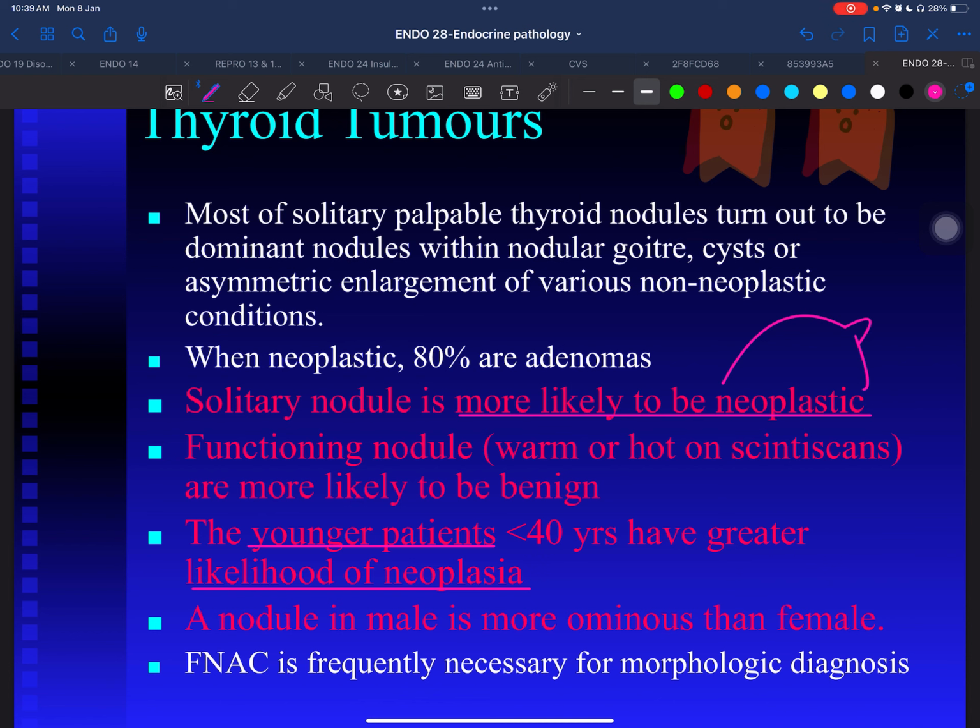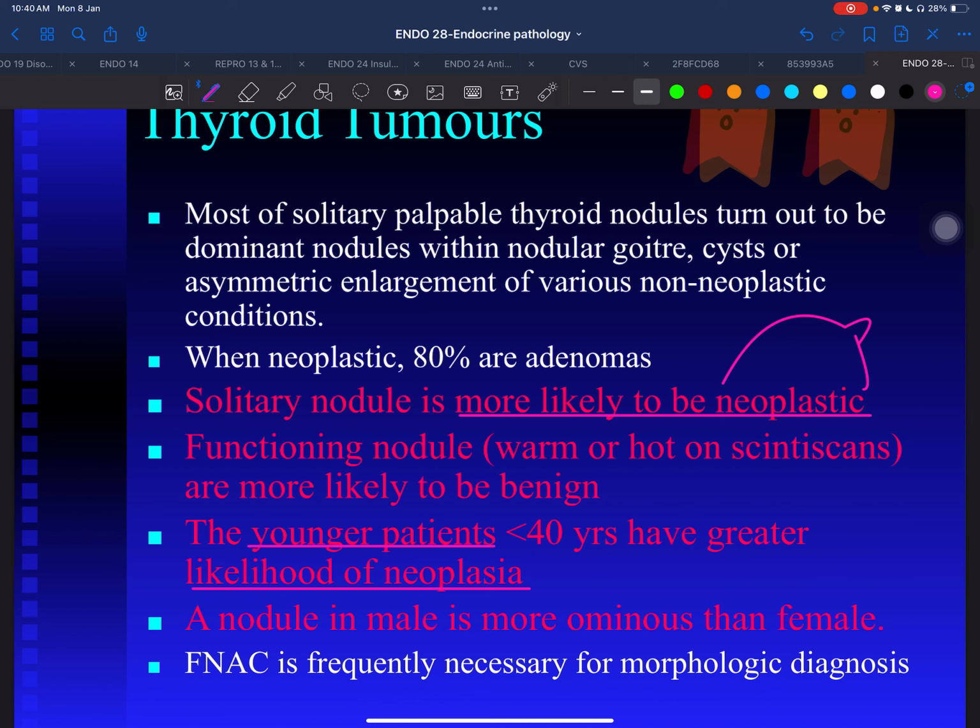And in younger patients less than 40 have greater likelihood of neoplasia. Kalau yang seketul tu tiba-tiba in young females, young patients less than 40 years old, selalunya is a tumor. Okay. And a nodule in male is more ominous than female, lagi bahaya. Kalau nampak nodule tu dalam male, kalau female biasalah it can be goiter. Okay. Kalau dalam male you suspect it's more likely to be a tumor.